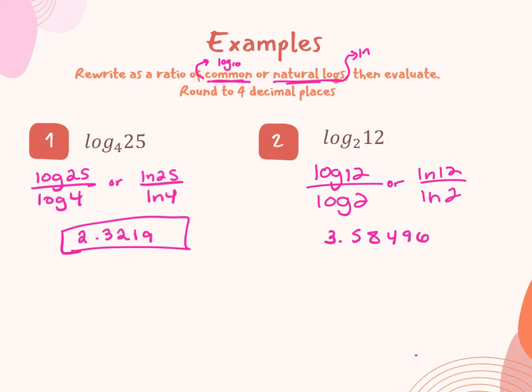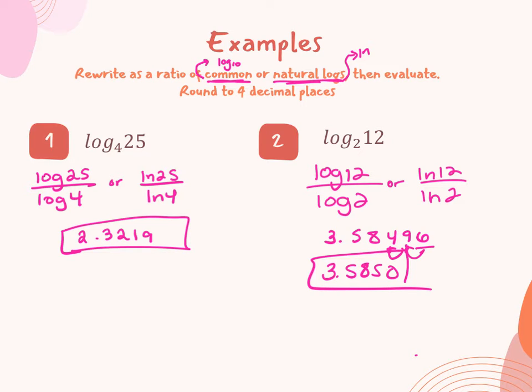3.58496. So the 9, the 6 rounds up the 9, rounds up the 4. So 3.5850. And you technically don't need that 0. If that last digit isn't a significant number, you don't need it. Questions on these?